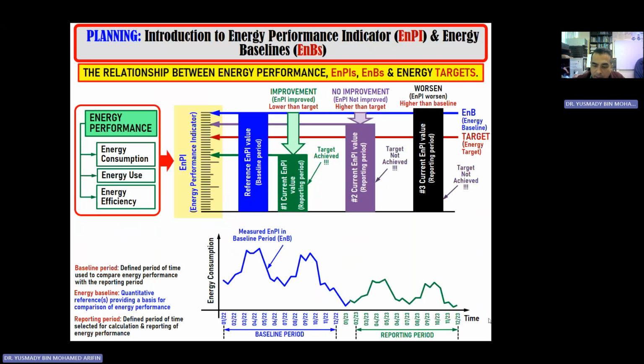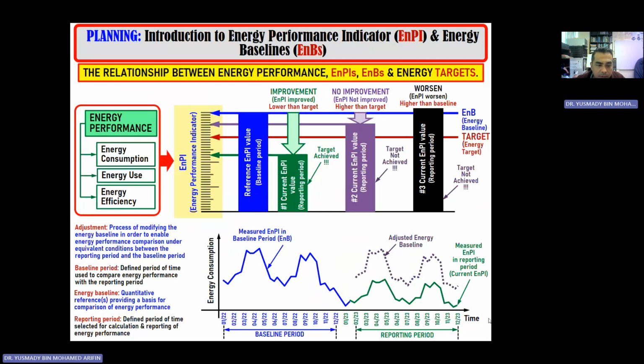Let's say we have the green color line in terms of energy consumption, where we can see the reduction of energy consumption. So the green line graph represents the measured ENPI in the reporting period, which is referred to as the current ENPI. Also, the graph shows the adjusted energy baseline. This adjusted energy baseline actually refers to the measured ENPI in year 2022, where the line is also referred to as the energy baseline.